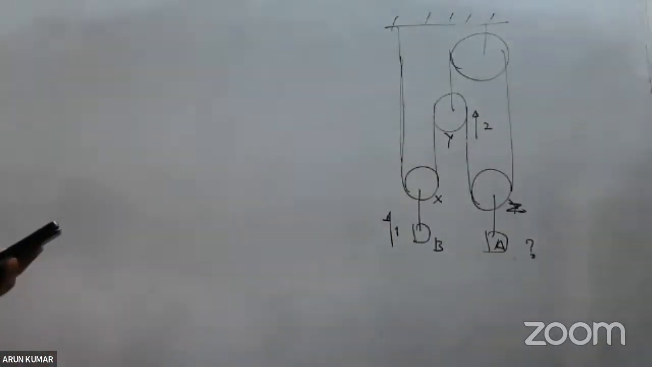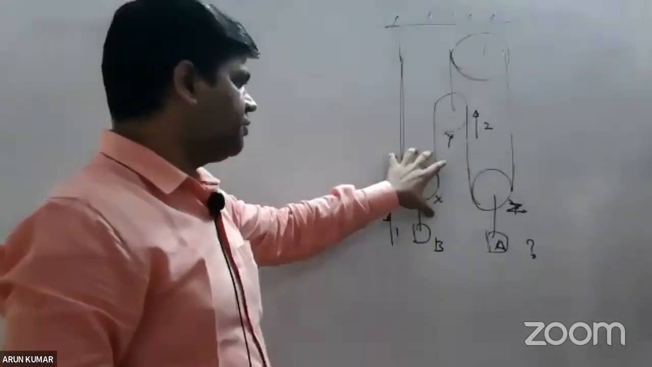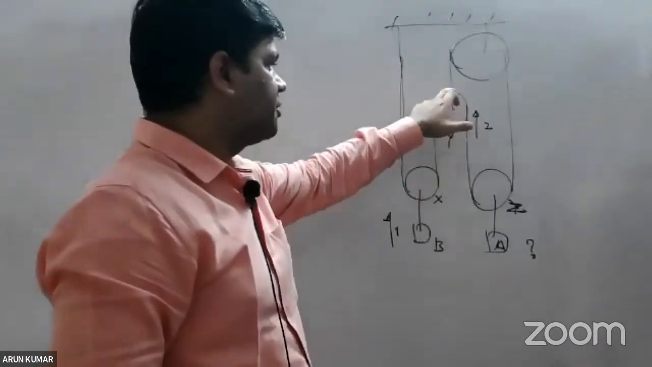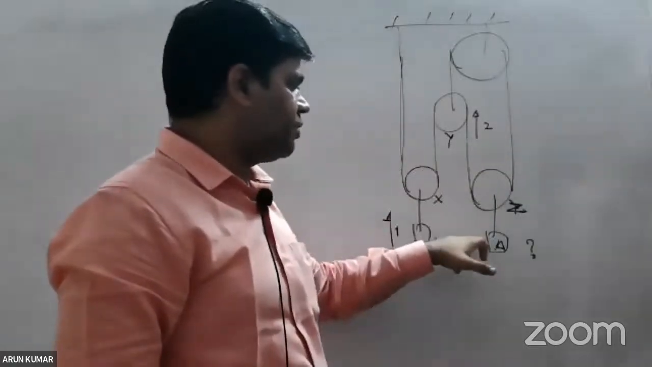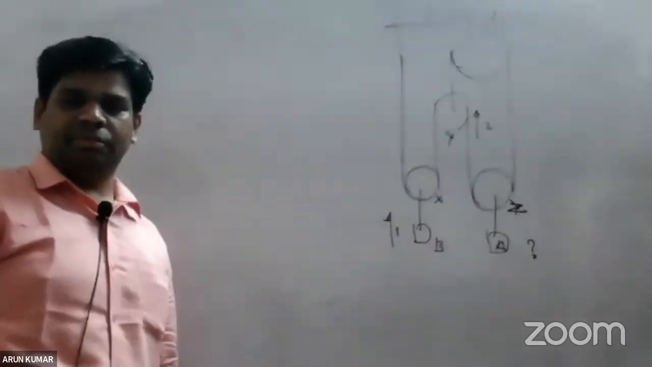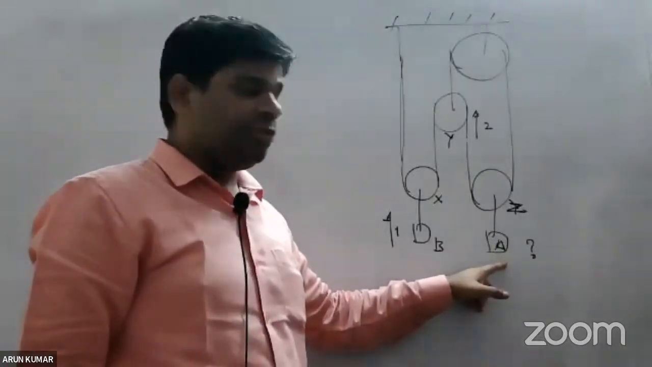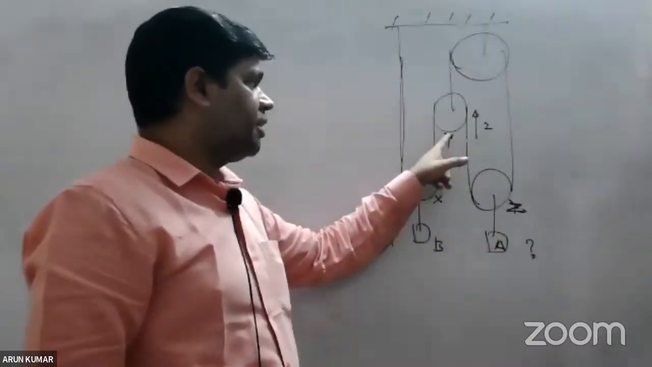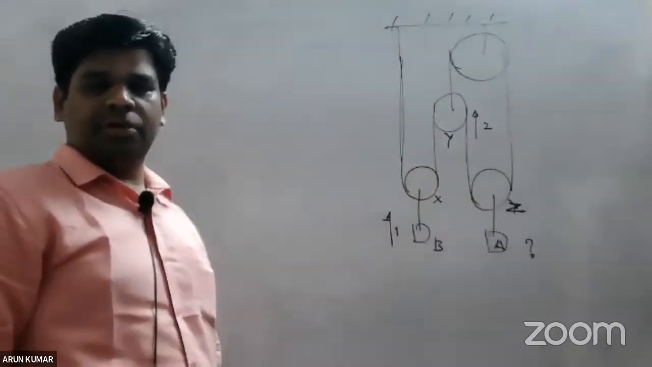Will you try this? All you have to do is go pulley by pulley. Write an equation for this pulley, you'll get the velocity of this point. Once you get the velocity of this point, you'll get the velocity of this point. In this pulley, if you get the velocity of this one, you can get the velocity of this one. Once you get the velocity of these two, you can get the velocity of A. Required to find the velocity of A when the velocity of B is given as 1 meter per second upward, and the velocity of pulley Y, this middle pulley, is given as 2 meters per second upward.